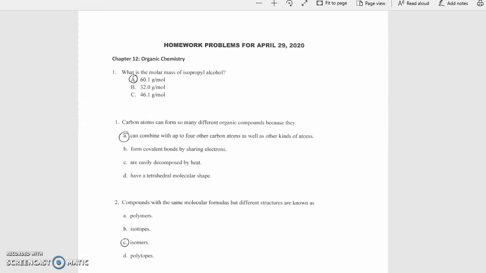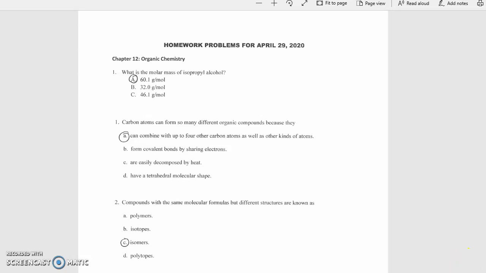For organic chemistry, we have this right here is 60.1 grams per mole. We all know how to calculate that. If you know the formula, you know how many carbons there are for 12, how many oxygens, and how many hydrogens, right, to give you that value. Carbon atoms can form so many different ones because they can combine with up to 4 other carbon atoms as well as other kinds of atoms. So the answer is A.